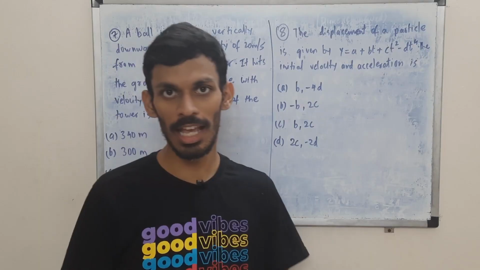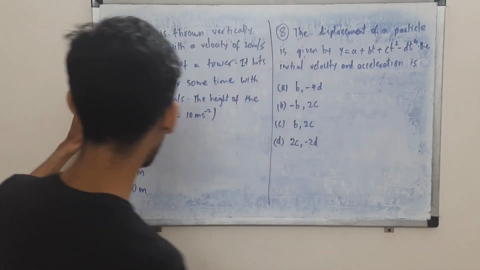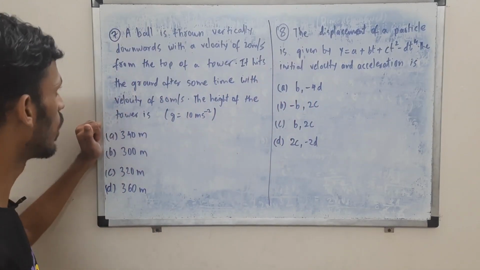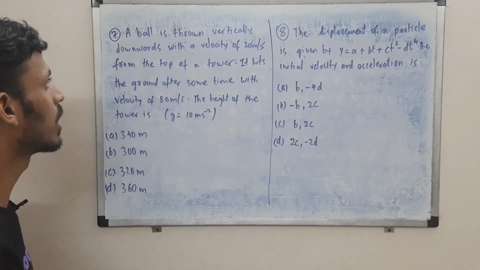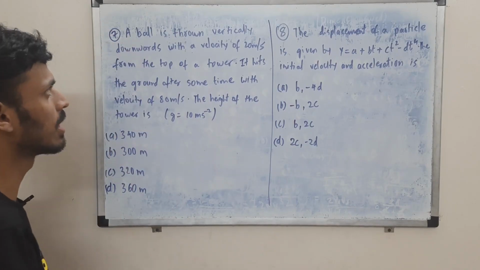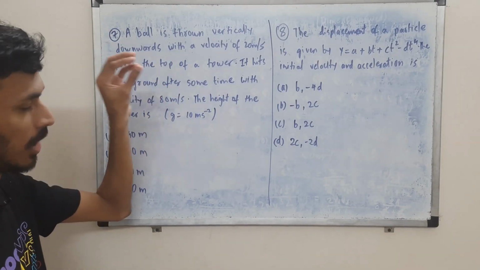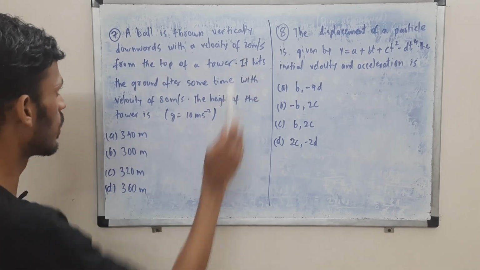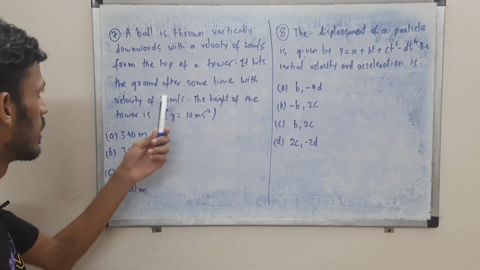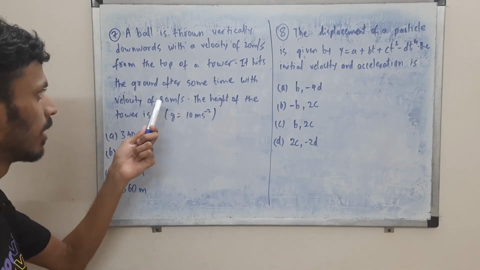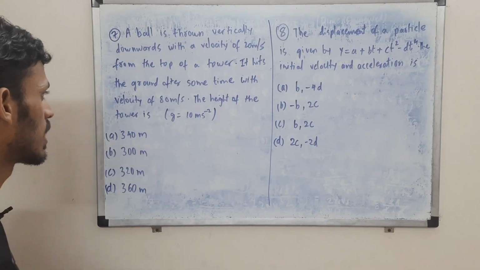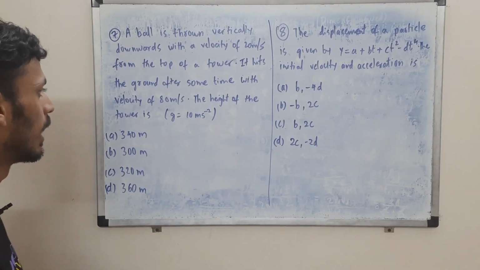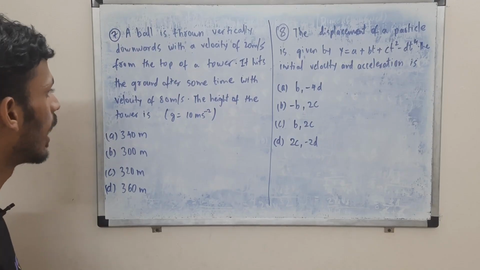Question 7 and 8 over here. In question 7, a ball is thrown vertically downwards from the top of a tower. It is thrown down with a velocity of 20 meters per second, and it hits the ground after some time. At that time, just before hitting, the velocity is 80 meters per second. So what is the height of the tower?